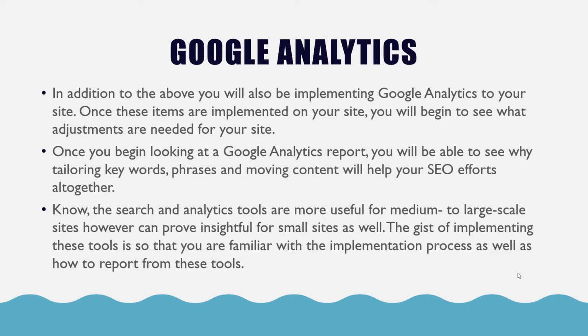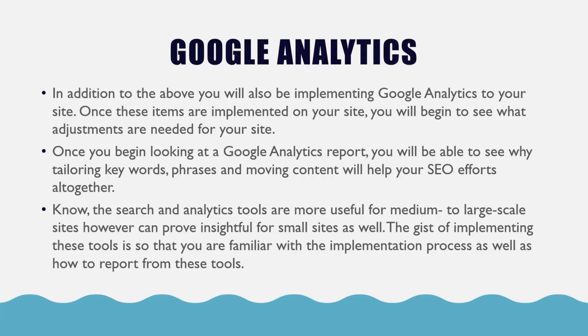Next, we're going to look at Google Analytics. In addition to the above, you will also be implementing Google Analytics to your site. Once these items are implemented on your site, you will begin to see what adjustments are needed for your site. Once you begin looking at a Google Analytics report, you will be able to see why tailoring keywords, phrases, and moving content will help your SEO efforts altogether. Know that search and analytics tools are more useful for medium to large scale sites, however, can prove insightful for small sites as well. The gist of implementing these tools is so that you are familiar with the implementation process as well as how to report these tools.